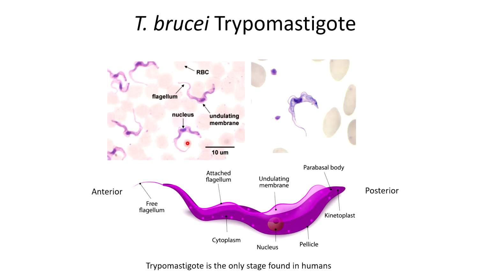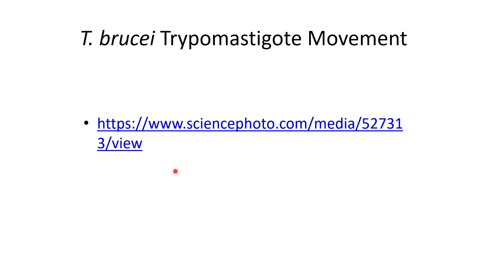And the trypanomastigote stage is the only stage that's found in humans, so you won't find the epimastigote inside of humans. They also have here a parabasal body, which is where the flagellum connected to the undulating membrane originates from. Here's a video just showing T. brucei's movement and how they swim.